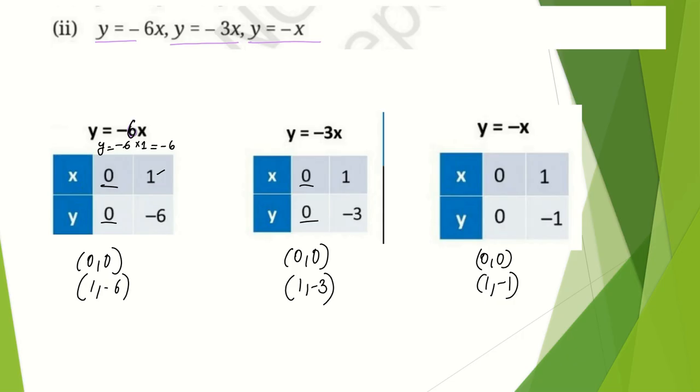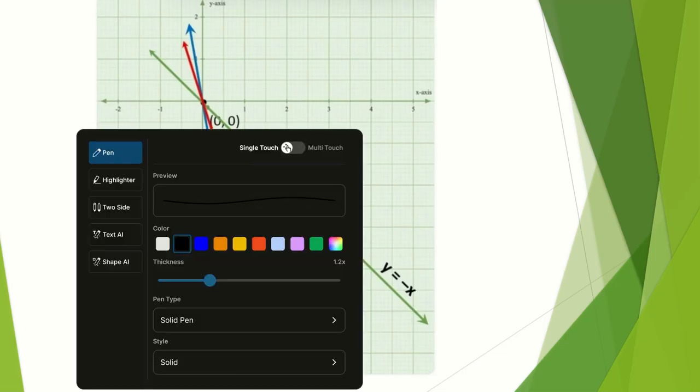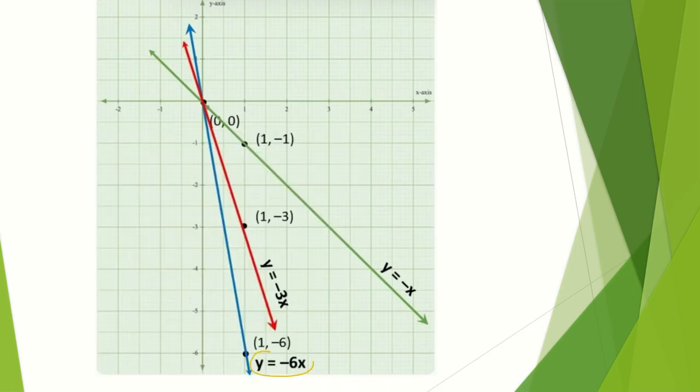Now what you have to do is take the graph and plot each of these graphs separately. I have already drawn that here. So here is the first graph, y is equal to minus 6x, the second graph is y is equal to minus 3x, and then y is equal to minus x. Our general form is y is equal to ax plus b only, and we have discussed that B equal to 0 will pass through the origin.